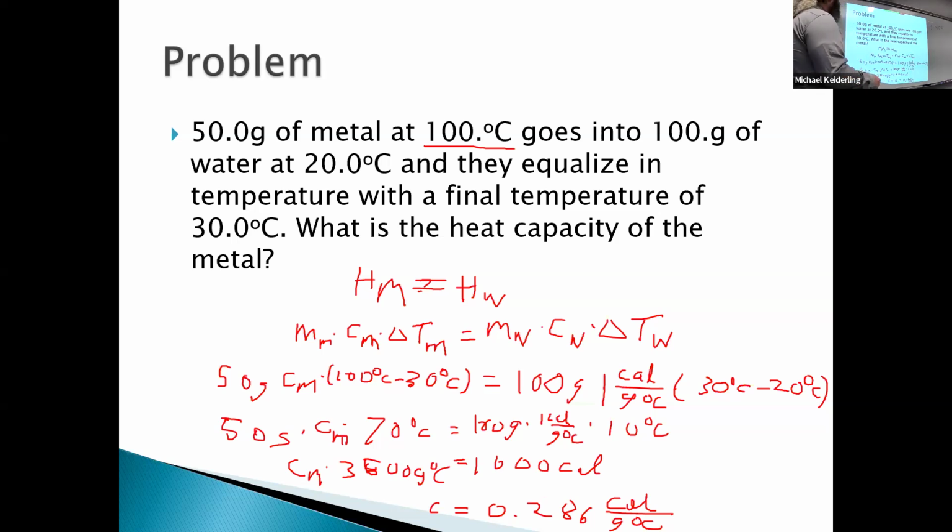So 100 grams times 1 times 10, that's 1,000 calories in the water. And on the metal side, it's the heat capacity times 50 grams times 70 degrees Celsius, so 3,500 grams degrees Celsius. And we divide both sides by 3,500 grams degrees Celsius, and we get a heat capacity of 0.286 calories per gram degree Celsius. So if you have two things that are coming together, stabilizing in temperature, you can do heat from one equals heat into the other.